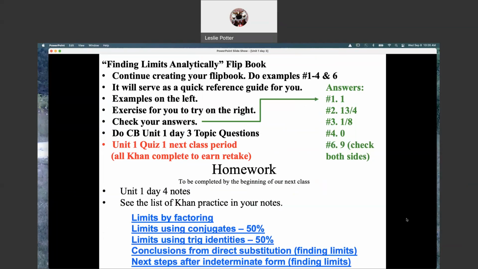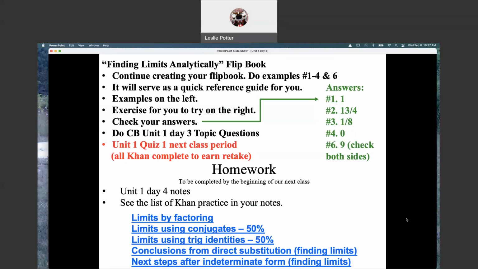After you get done with the foldable, go ahead and do the Unit 1, Day 3 topic questions. Then we have notes tonight and Con. We also have a quiz. In order to qualify for a retake on the quiz, you need to be done with all of your Con. So when we take the quiz tomorrow, I look at all your Con. If all your Con is done, then if you don't do so hot on the quiz, I give you an opportunity to retake that quiz.